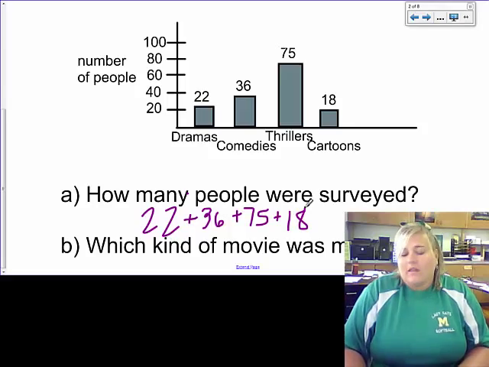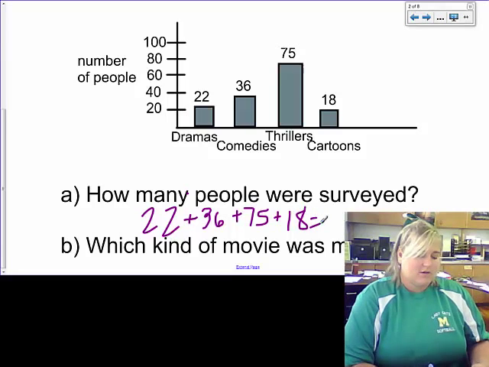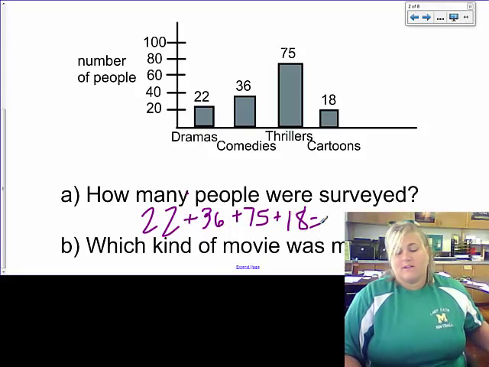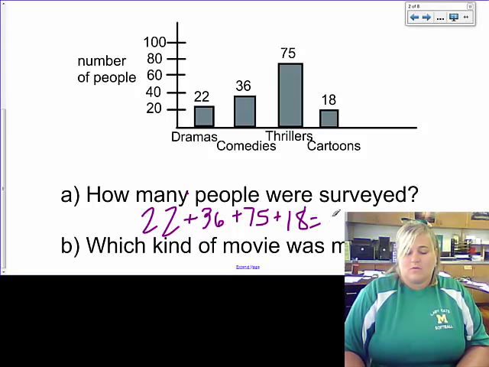and then I guess we should probably find the actual total, right? How many people were surveyed. So in your calculator or in your head, you can do 22 plus 36 plus 75 plus 18, which will give us 151 people.